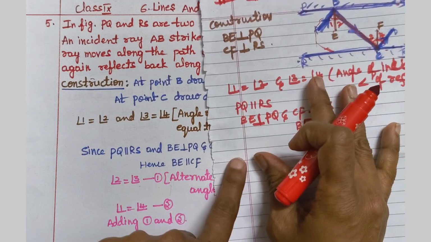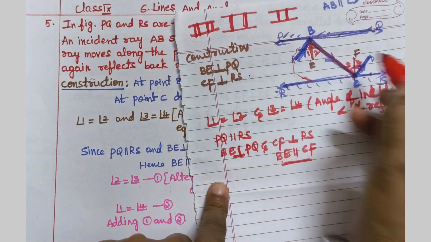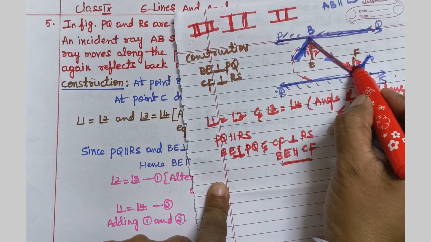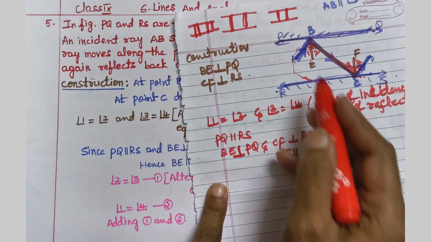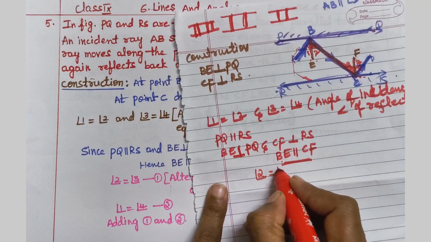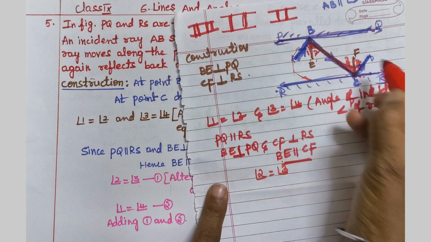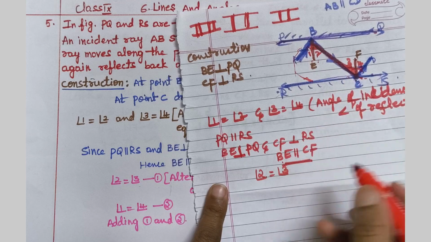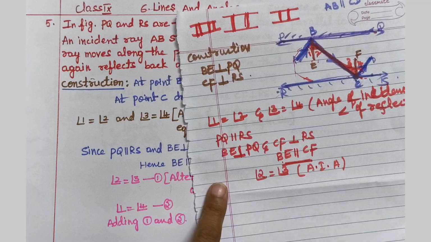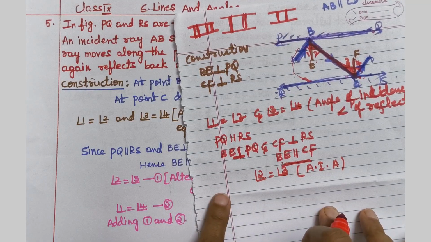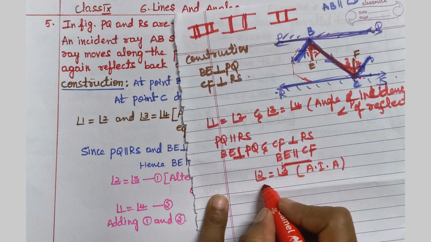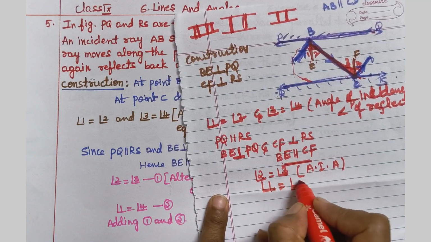Try to understand. These two are parallel lines, so this is the transversal. These two are alternate interior angles. Which ones are alternate interior angles? 2 and 3. Angle 2 is equal to angle 3. See here 3 is there, here 4 is there. So angle 2 is equal to angle 3. What is the reason? Alternate interior angles are equal. Now angle 1 is equal to angle 4. Now you can write angle 1 is equal to angle 4.